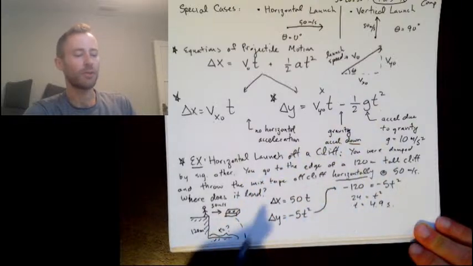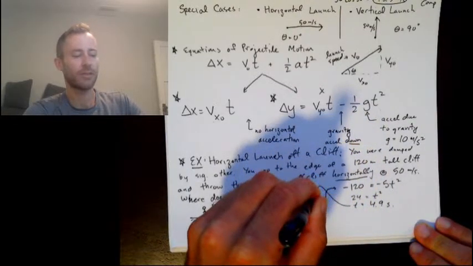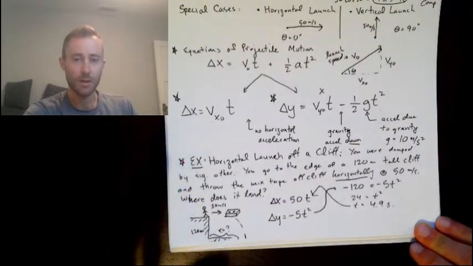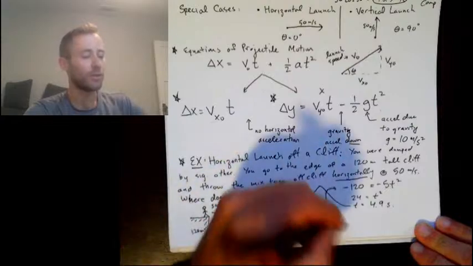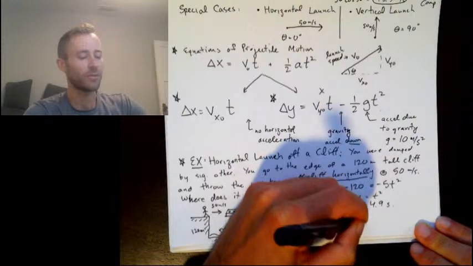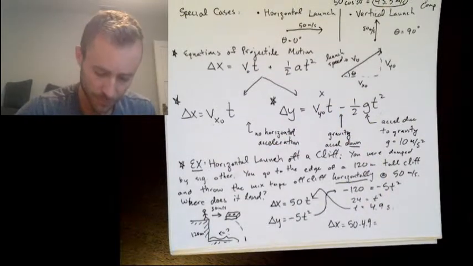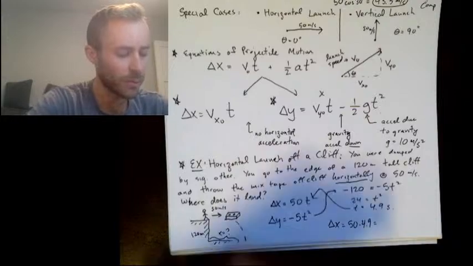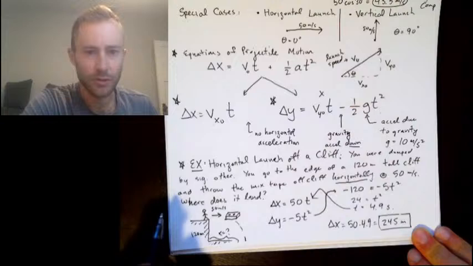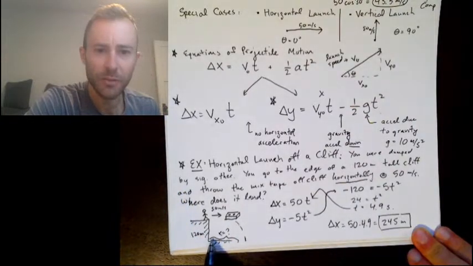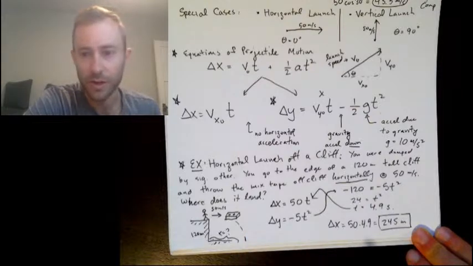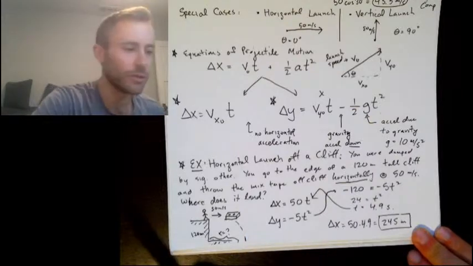Then, once we've solved for the time, we then can plug that into our delta x equation and solve for delta x. So we have delta x equals 50 times 4.9 is 245 meters. So that's how far horizontally this mixtape is going to go before it hits the ground. Okay? So that's a great example of projectile motion. We're going to do 2 more examples here.